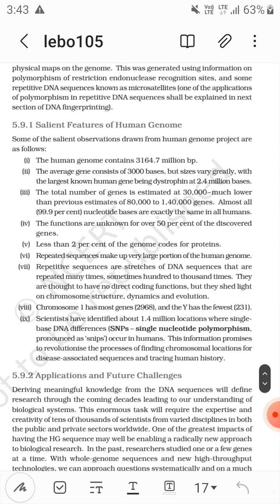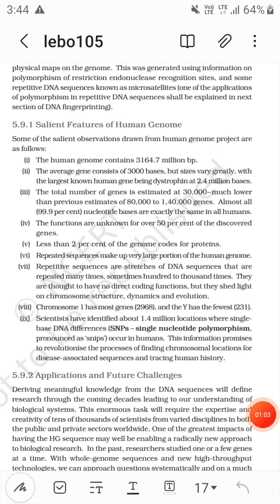Now there are some locations that have been identified, about 1.4 million locations where single base differences occur. A genetic code is made up of 3 nucleotides, where single base differences, these are SNPs, single nucleotide polymorphism, occur in humans.